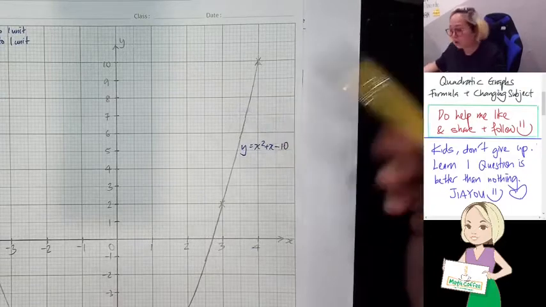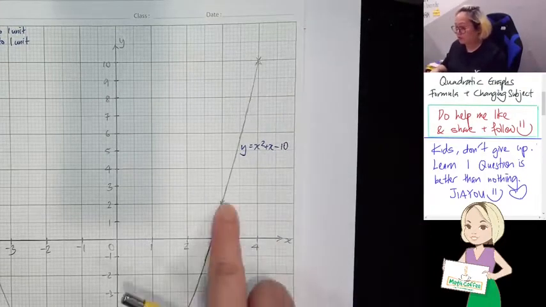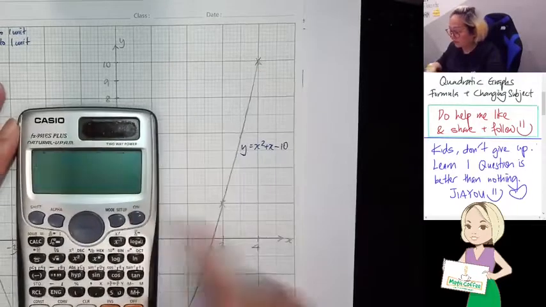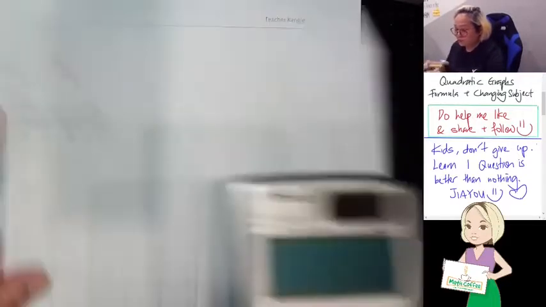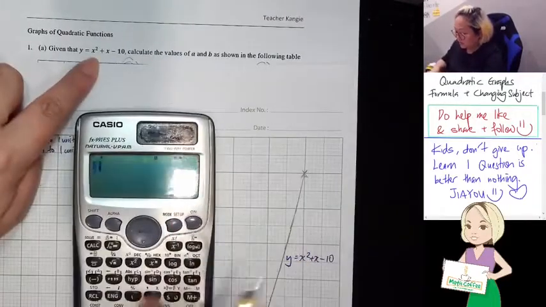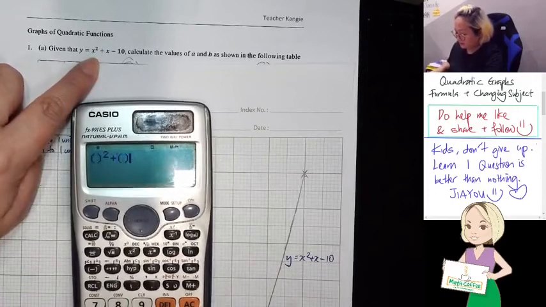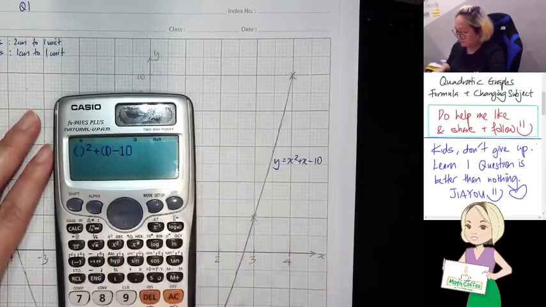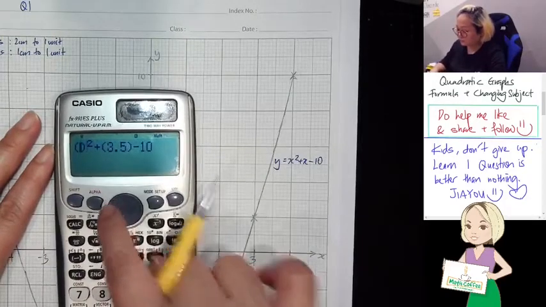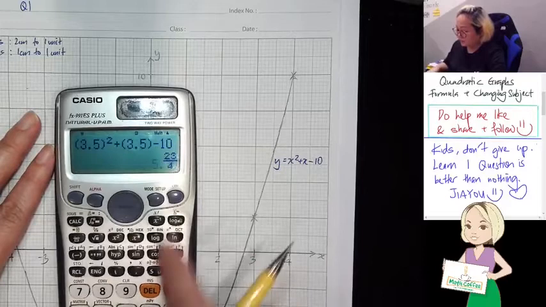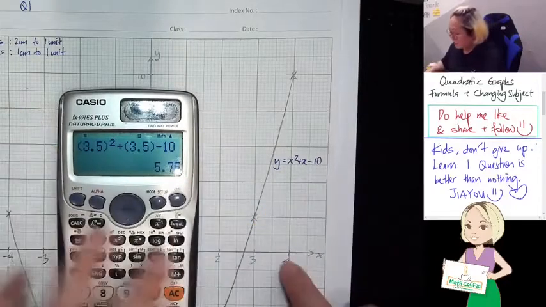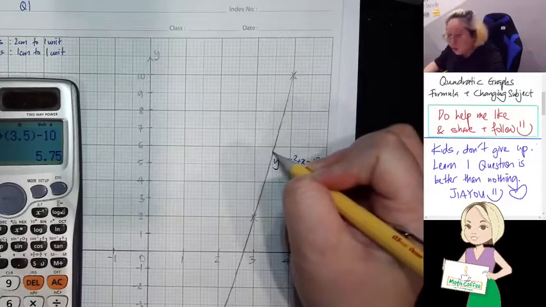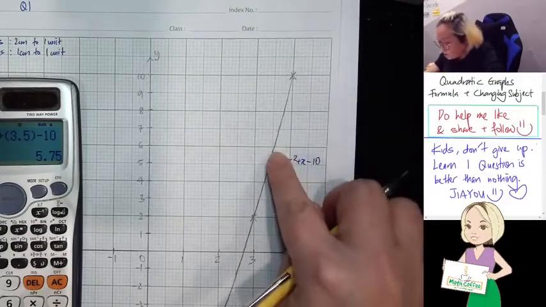So what I did was, you see this one x is 3, right? This one x is 4, right? So I go and find 3.5. So go back to here, x squared plus x minus 10. I key in 3.5, and I get 5.75. So what I did was 3.5, and then I go find 5.75, and then I put a small dot there. Put a very small dot whereby you cannot even see.